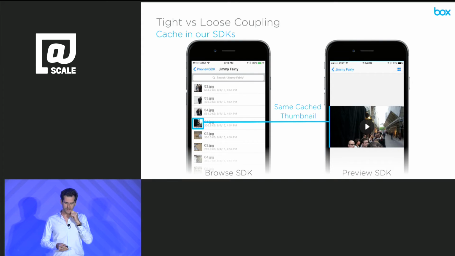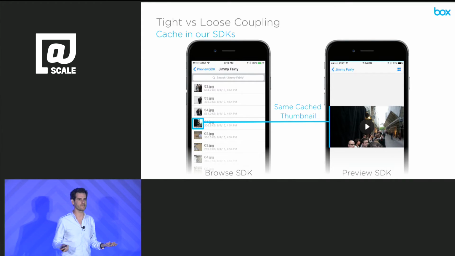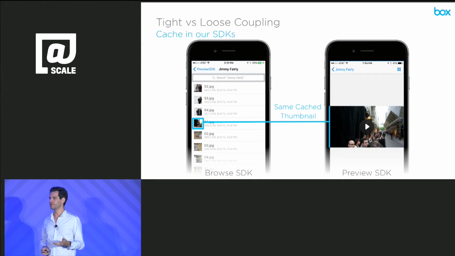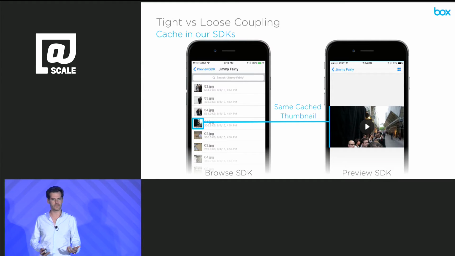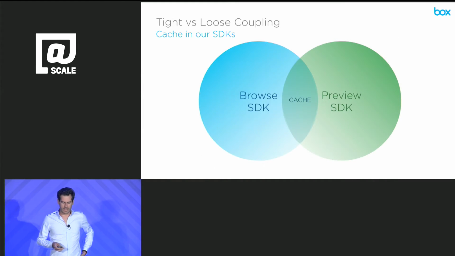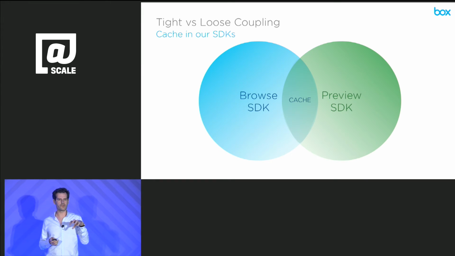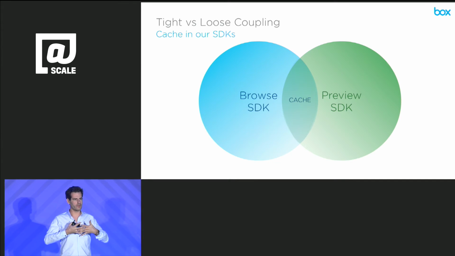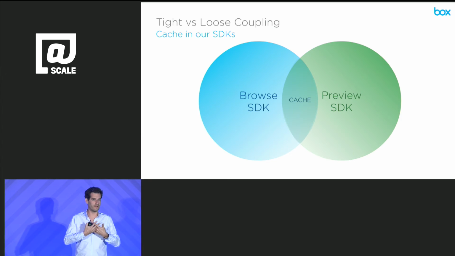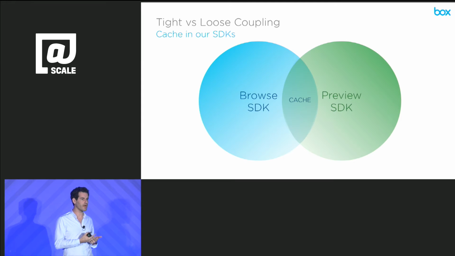Now, what's interesting is that between the browse and the preview SDK, both use a thumbnail, and it's in fact the same asset. So there was some internal debate within the team as to whether we should have a common cache for these two components. And the thing is, if you do that, you tightly couple these components together. It means we would have created a deep implicit integration between those components, which makes it much harder to maintain.